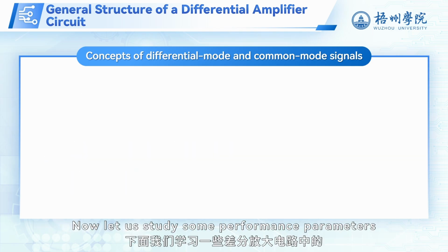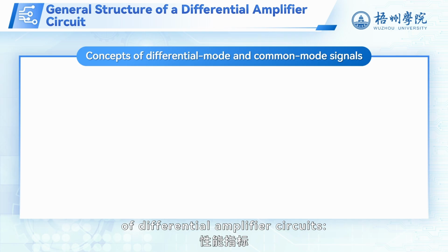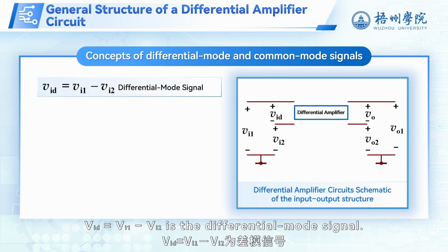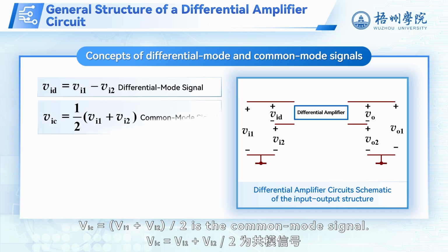Now let us study some performance parameters of differential amplifier circuits. V_ID equals V_I1 minus V_I2. This is the differential mode signal. V_IC equals (V_I1 plus V_I2) divided by 2. This is the common mode signal.